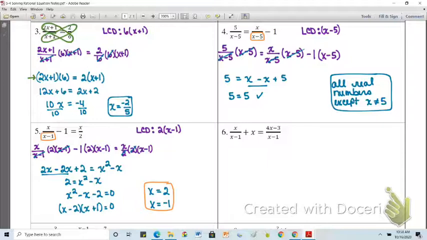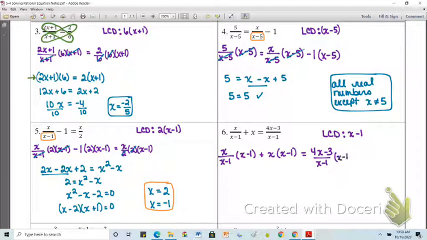Looking at number 6, my least common denominator is simply x minus 1. So let's multiply everything by x minus 1. And remember, you must write out this step. Okay, the more difficult these get, the more important it is that you write that step out because you will miss something. X minus 1's cancel, I am left with x.